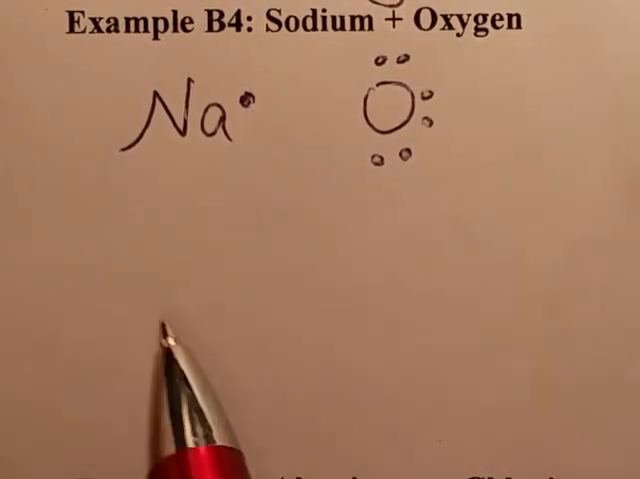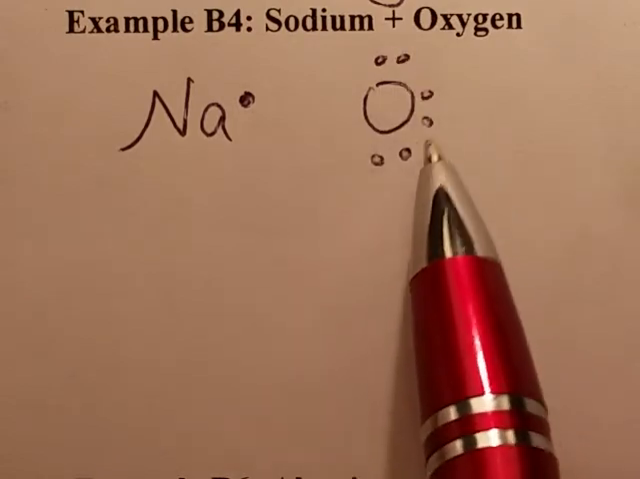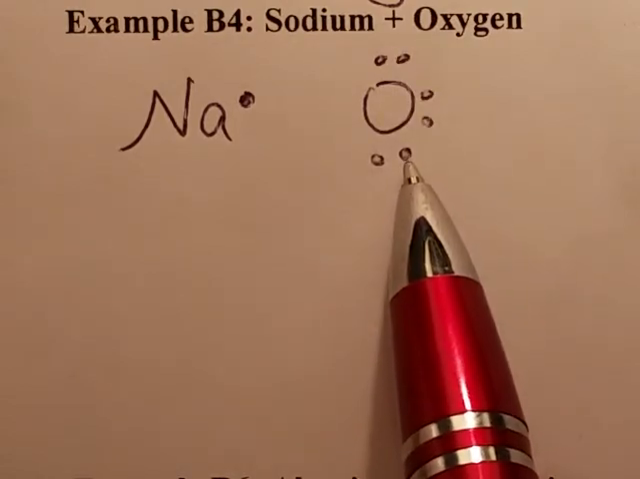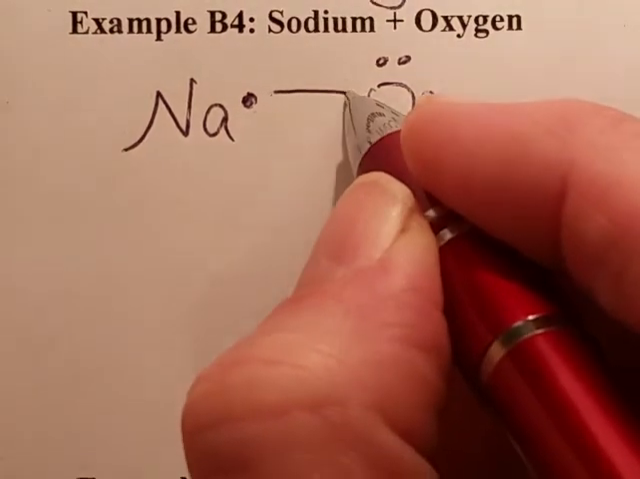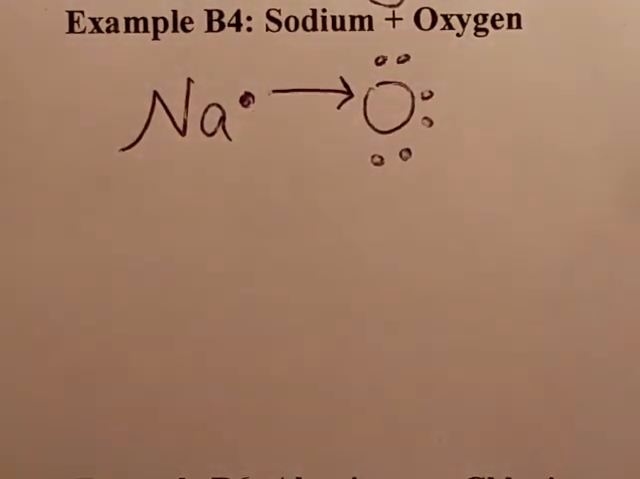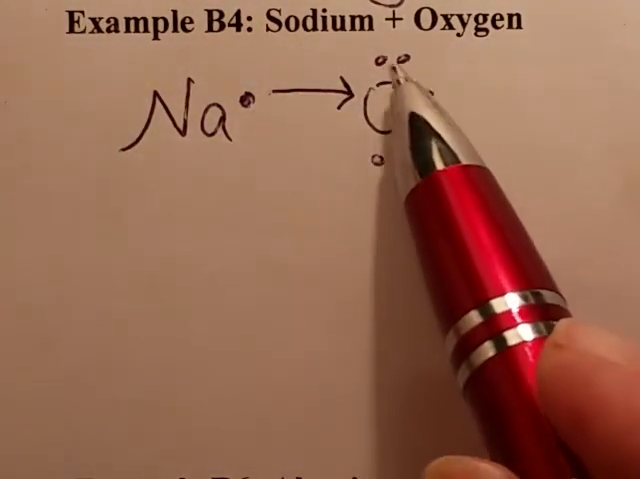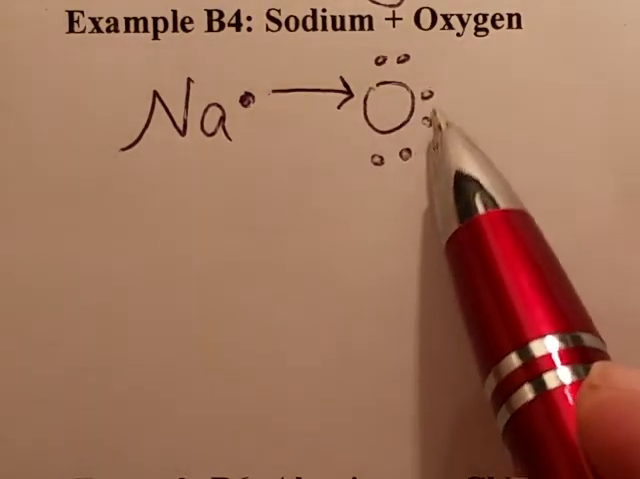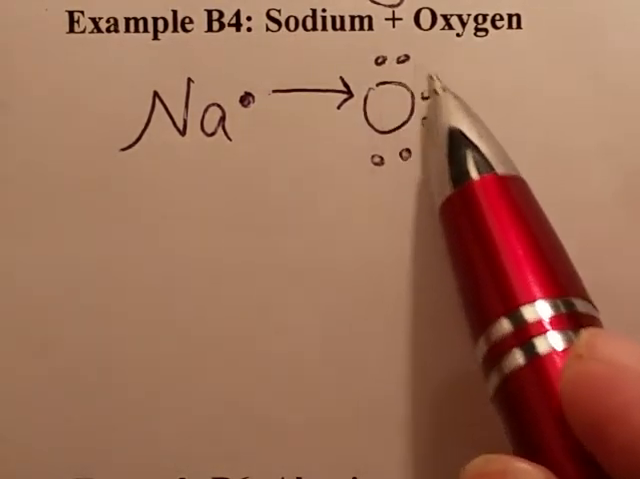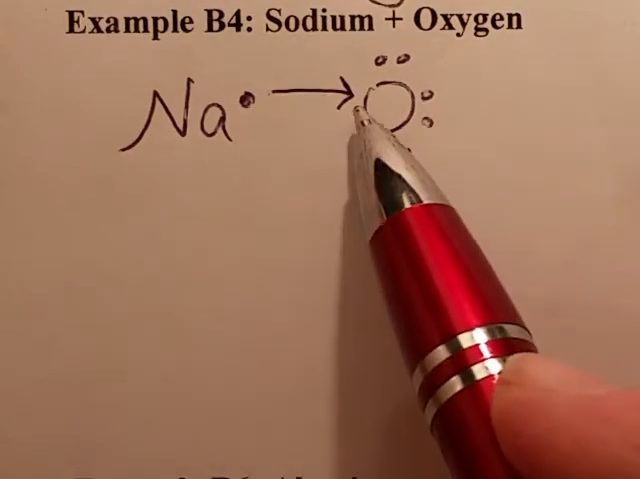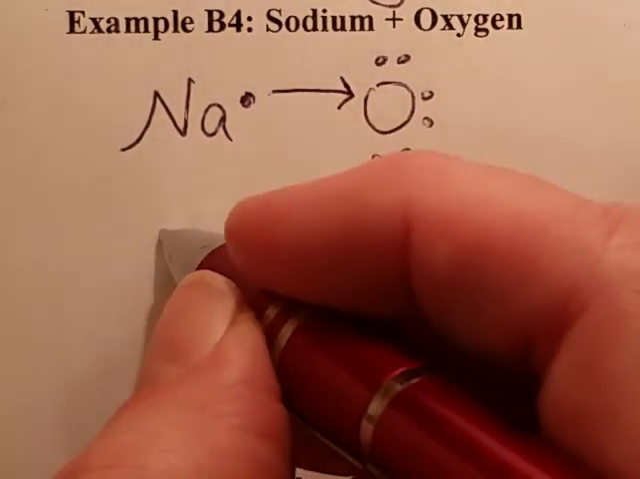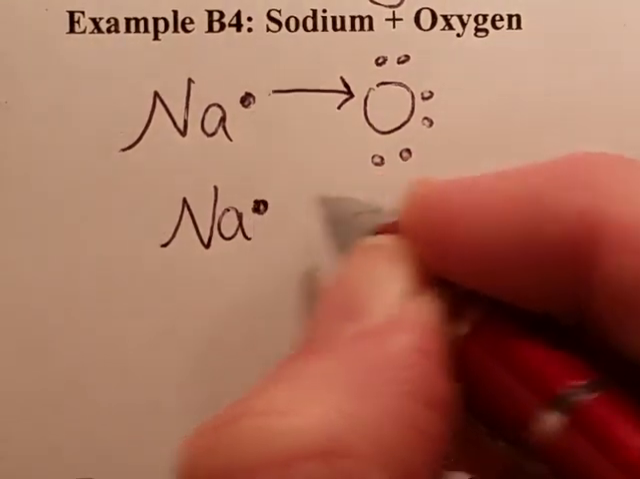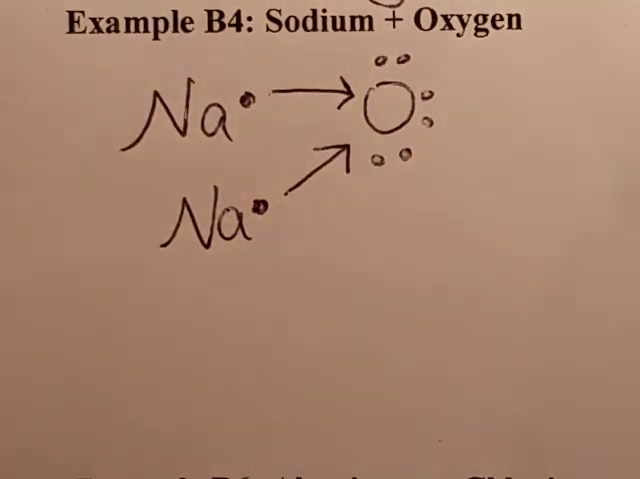Sodium has 1 valence electron. Oxygen's from group 16. It has 6 valence electrons. We know that sodium will lose this. It's easier to lose 1 than to gain 7. But we have a problem here. Notice what we've got going on here. We only have 6, so whenever we take this 1, we still need another one. Well, we have an unlimited amount. We just draw another sodium.